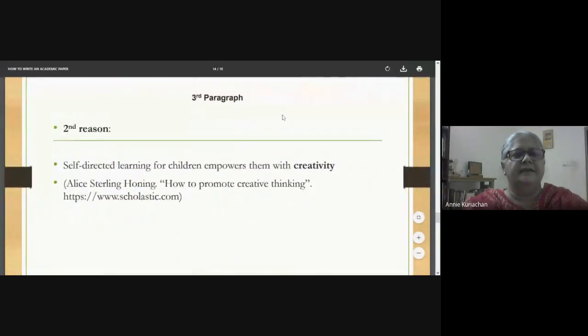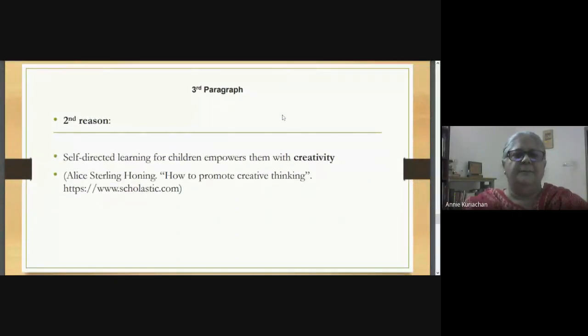This is the second reason in the third paragraph. Again, the reason, and we need to elaborate the reason with evidence. Let's move on to the next slide.